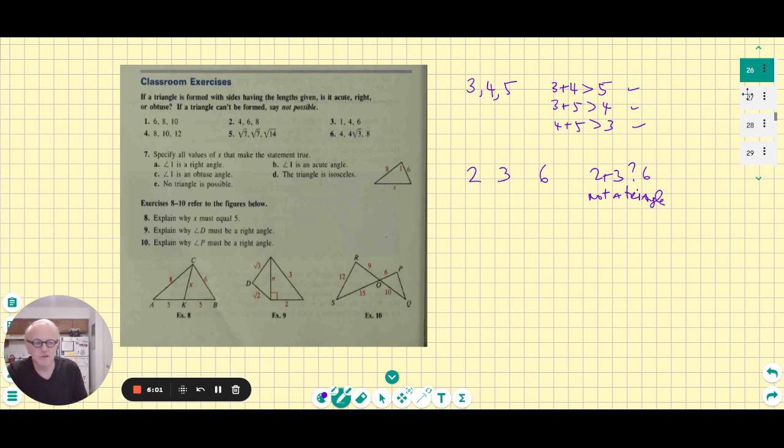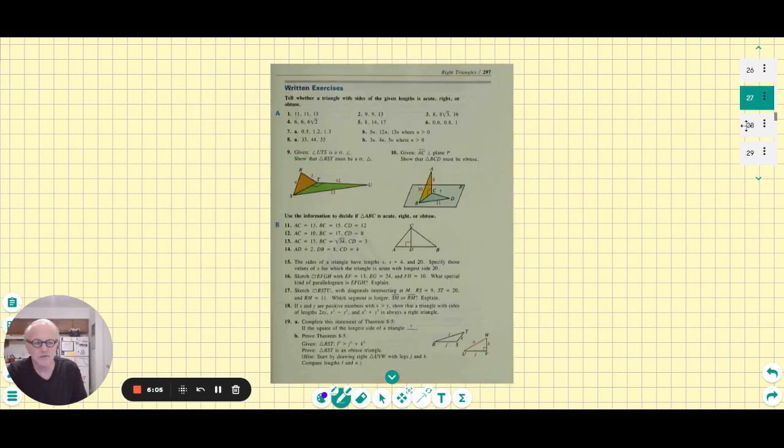Okay, we'll take a look at those classroom exercises and then the written exercises, and we'll move on to the next section.